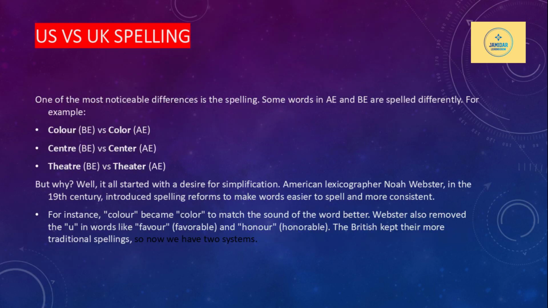One of the most noticeable differences is the spelling. For example, colour becomes color in American English, and centre becomes center. This change started with a desire for simplification by Noah Webster in the 19th century.